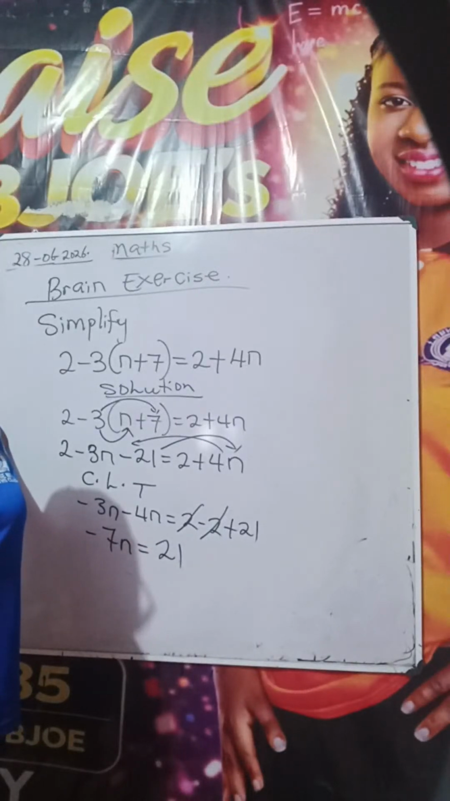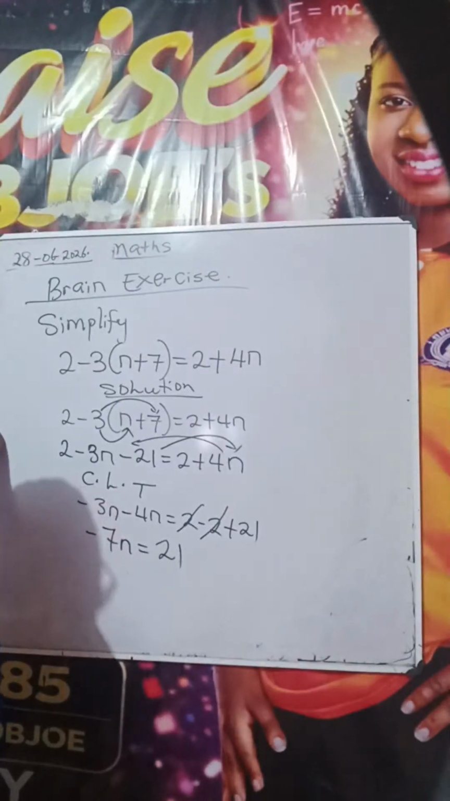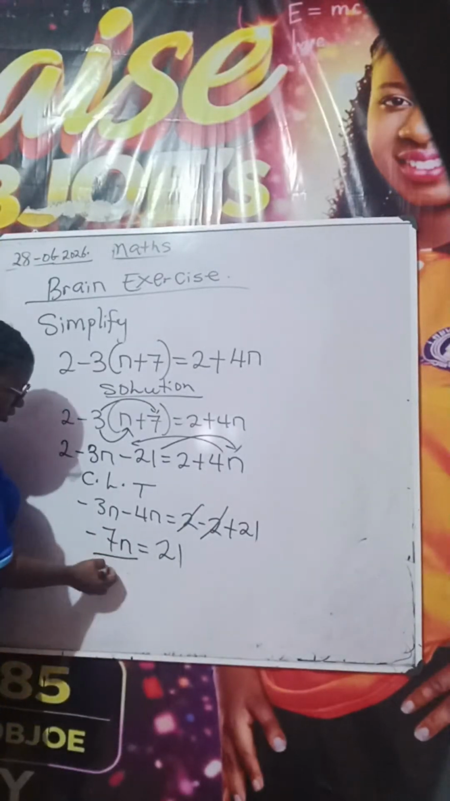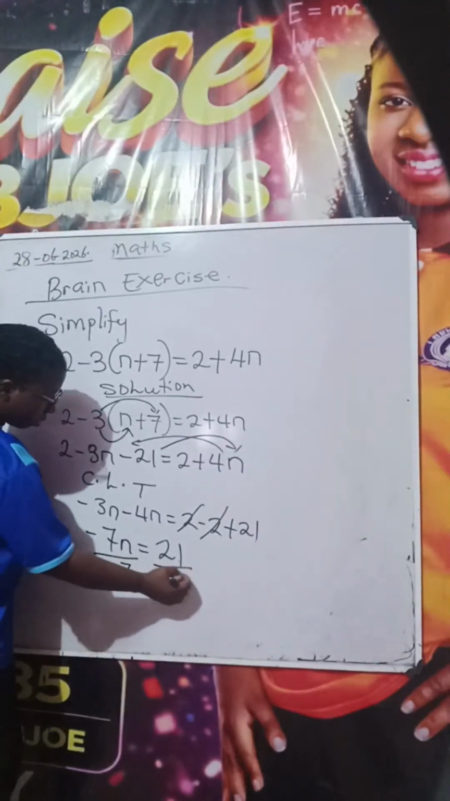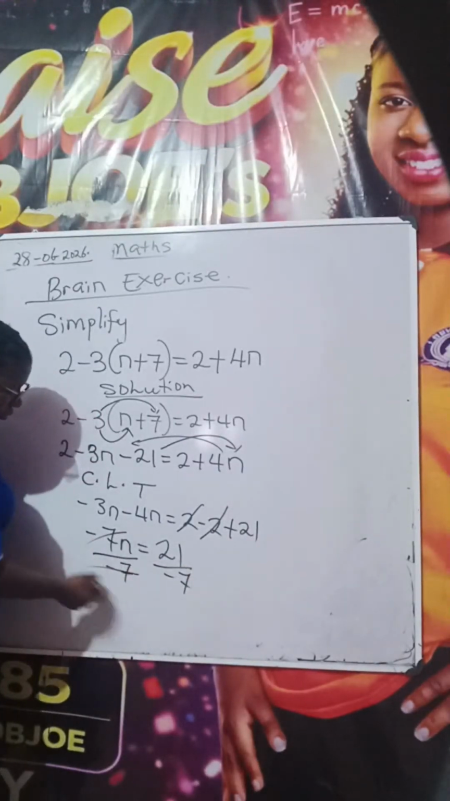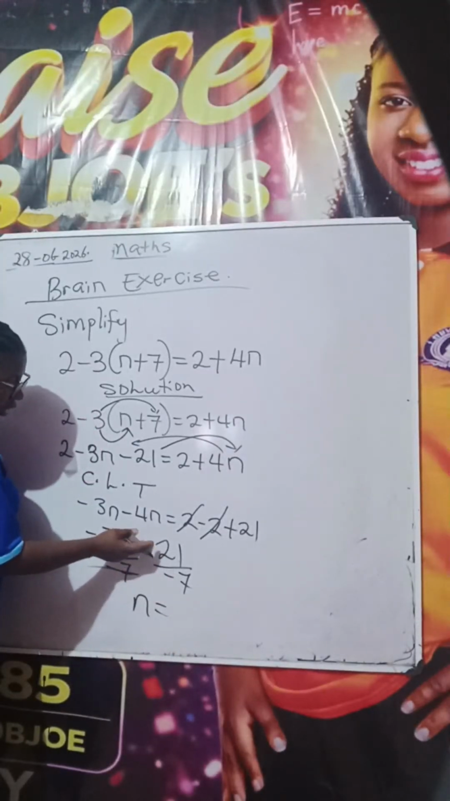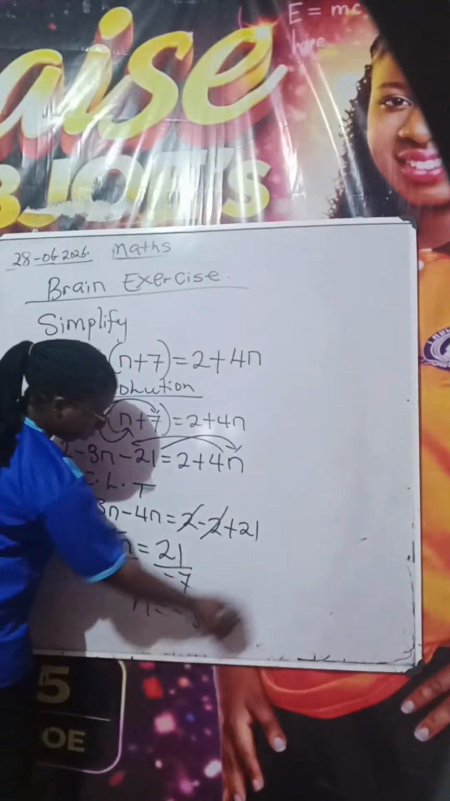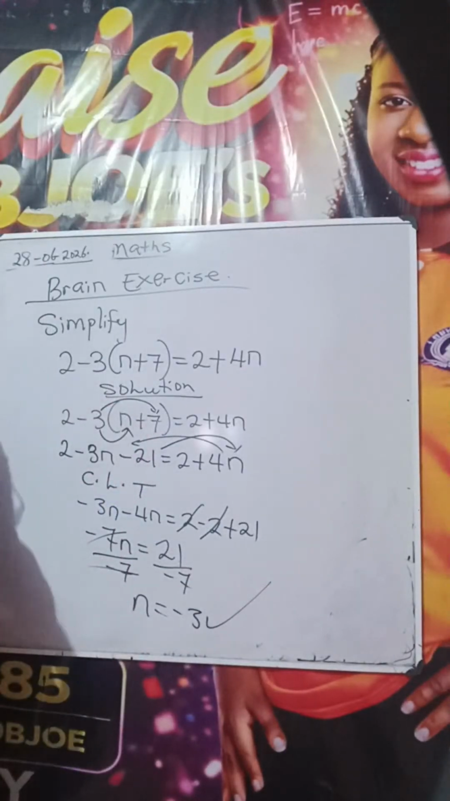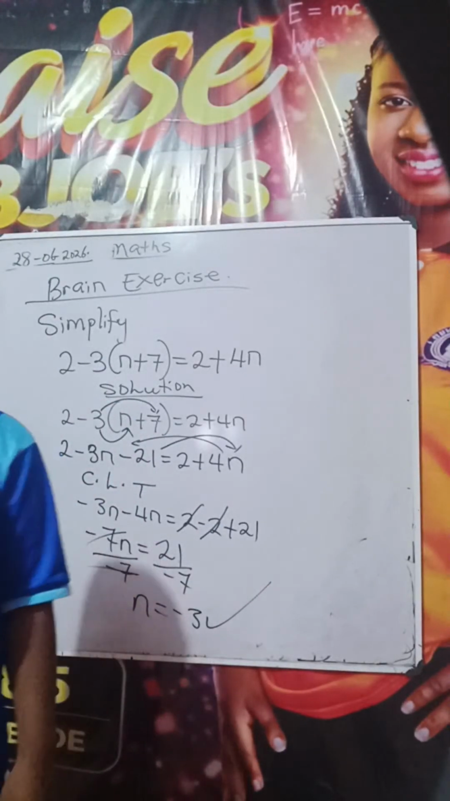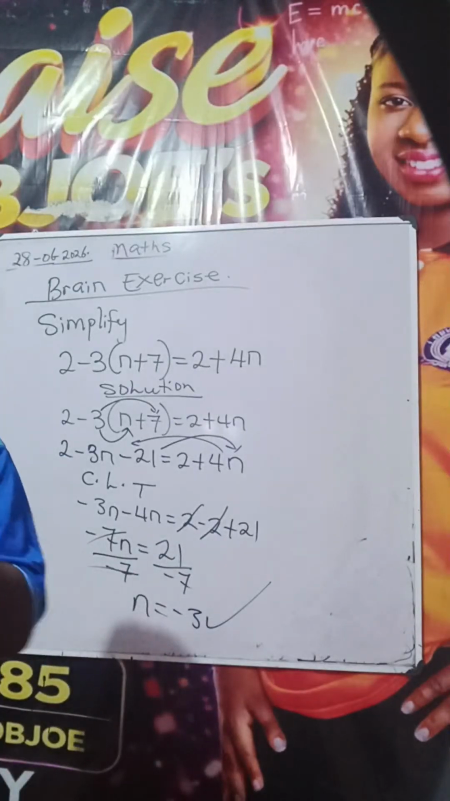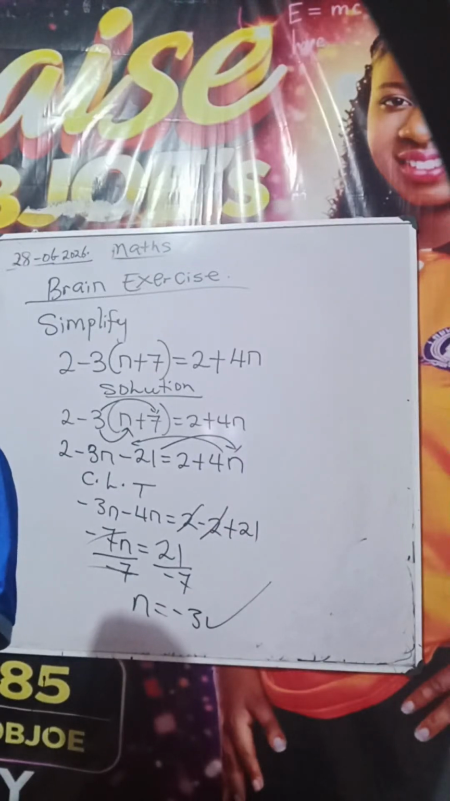Now, next thing to do is to divide. So divide here by minus 7, divide here by minus 7. This is removed, and we have n equals, how many 7s here? We'll give you minus 3. So our n is minus 3. So if you solve this by yourself, you are getting minus 3. Not positive, sorry. You are getting the same answer.